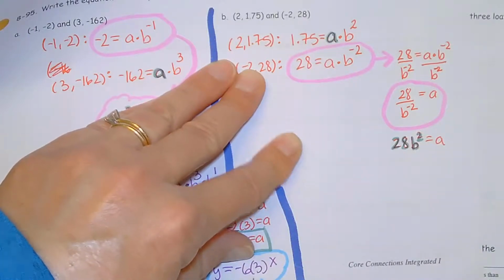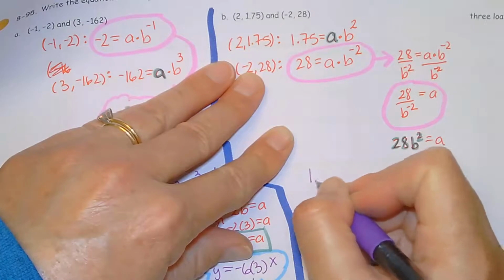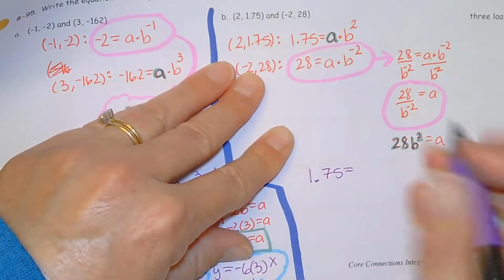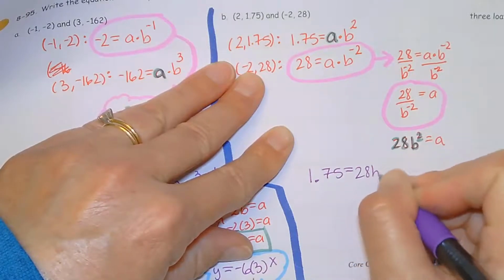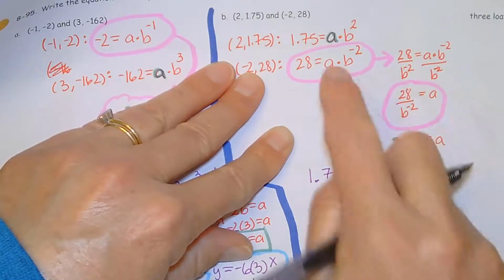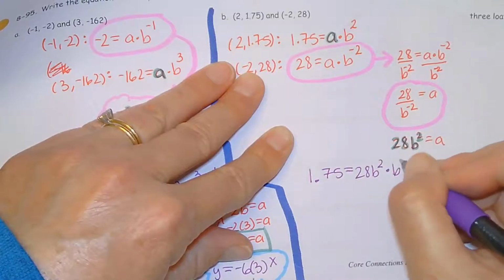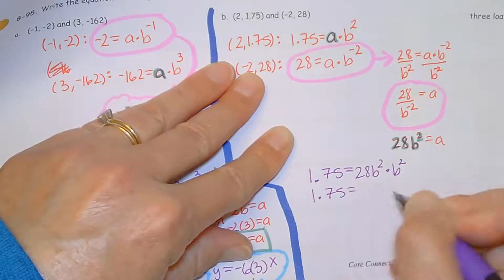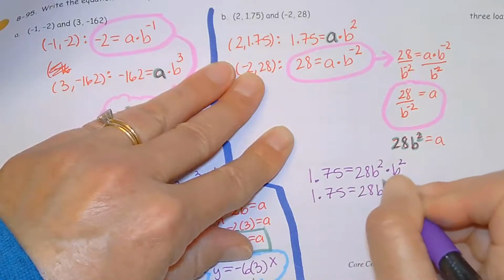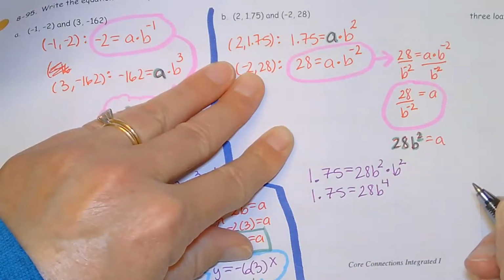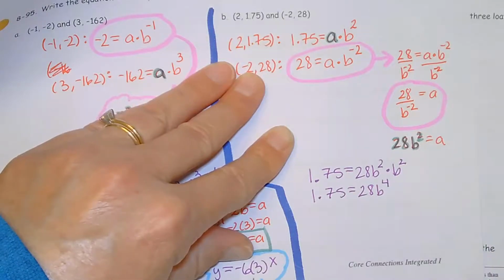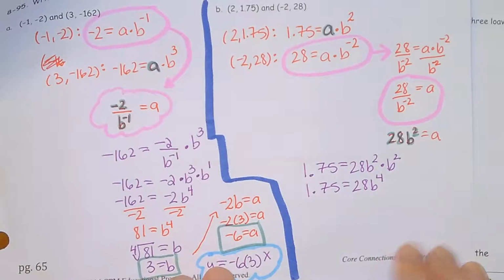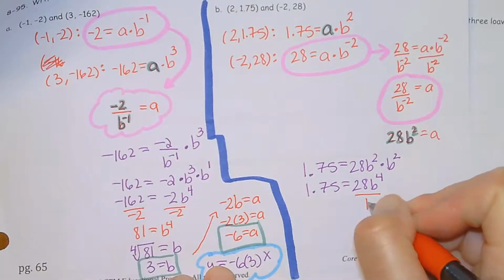Okay, so now I'm going to take 1.75 is equal, and in place of my a, I'm going to put 28b squared times b squared. And now I get 1.75 is equal to 28b to the 4th. And now I'm going to solve this for b. So to solve for b, I'm going to divide both sides by 28.